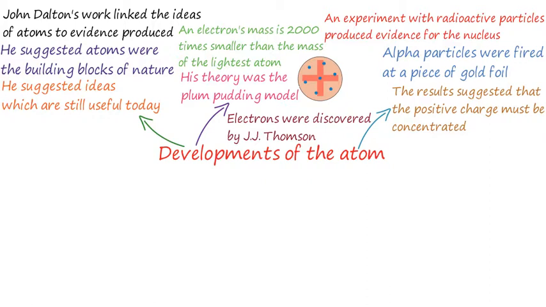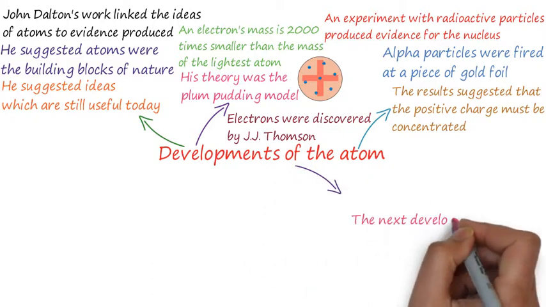Using these results, Rutherford suggested that the plum pudding model was incorrect. He used the results to suggest that the positive charge of the atom must be concentrated in one small area at the centre of the atom. This area is called the nucleus, and the nucleus contained dense positively charged particles called protons, and the electrons must orbit the positive nucleus.